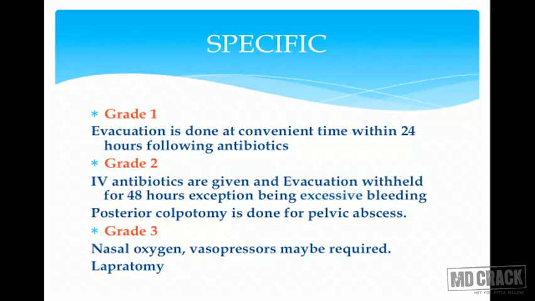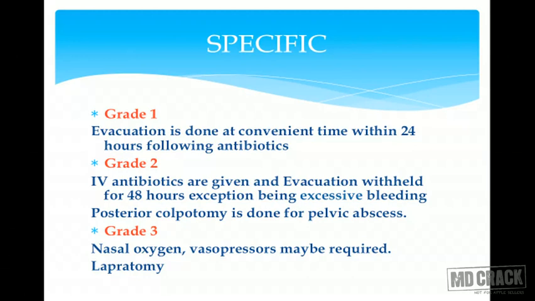Grade 2, the infection has spread to the pelvis. IV antibiotics are given for 48 hours and then evacuation is done. The infection which has already set in should get controlled, and then we should go for a surgical procedure. That's the whole concept. But if the patient comes with heavy, excessive bleeding, these criteria don't apply. We have to do evacuation as early as possible under the cover of antibiotics.